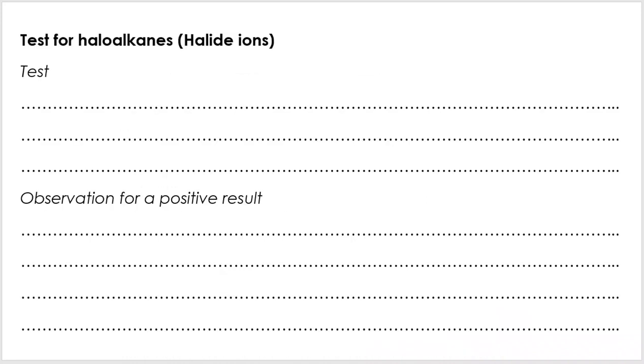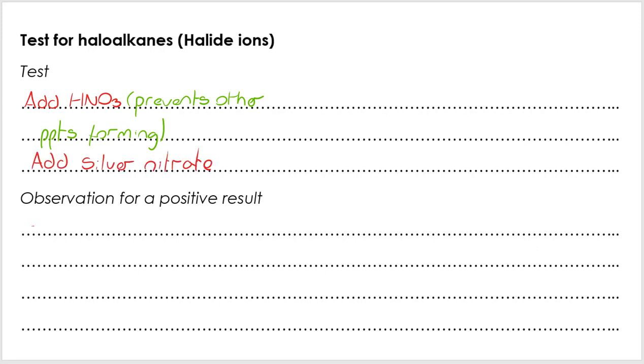Okay, next one, test for haloalkanes, which in a sense is the test for halide ions. For this one, again, we're going back to GCSE. We are going to add HNO3, nitric acid. That's going to prevent other precipitates forming. Specifically, it removes hydroxide ions because silver hydroxide could be a problematic extra precipitate. And then we are going to add the silver nitrate.